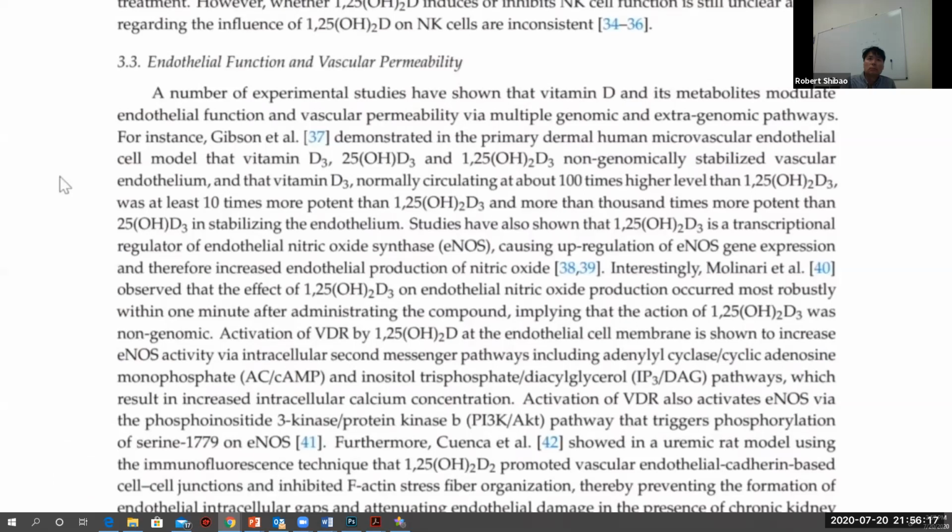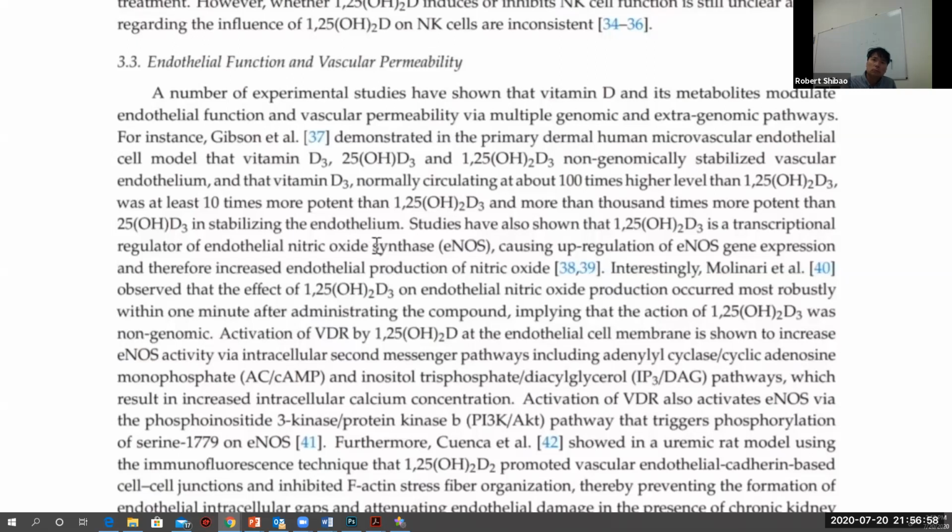What they mean there is that vitamin D may actually directly cause something, or it may upregulate the promoter for transcription of certain genes. And they found this, that 25-hydroxyvitamin D3 and 1,25-dihydroxyvitamin D3 non-genomically, meaning directly, stabilize vascular endothelium, and that vitamin D3, normally circulating at about 100 times higher level than the 1,25-dihydroxyvitamin D3, was at least 10 times more potent than 1,25-dihydroxyvitamin D3 and more than 1,000 times more potent than 25-hydroxyvitamin D3 in stabilizing the endothelium.